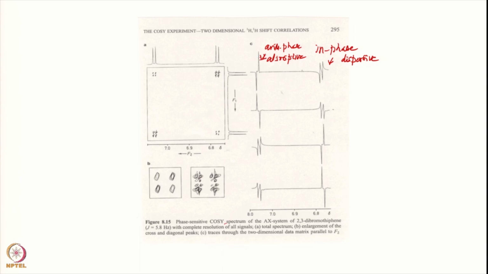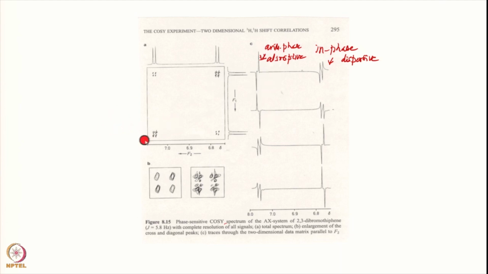And similarly the next one, if you take the next line here, what do you see? You see positive, negative. Earlier the top one was negative, positive, and this one is positive, negative, and this one is all positive again, and this has dispersive line shapes again. Okay, so the diagonal has dispersive line shapes and the cross peak has absorptive line shape, but the sign patterns are different.